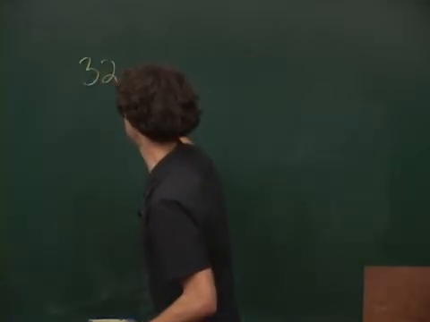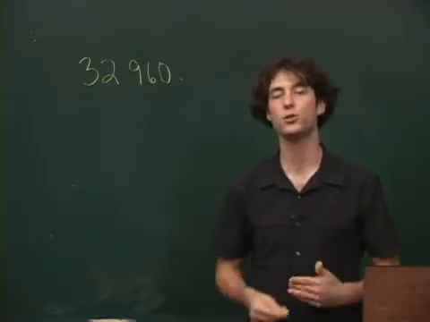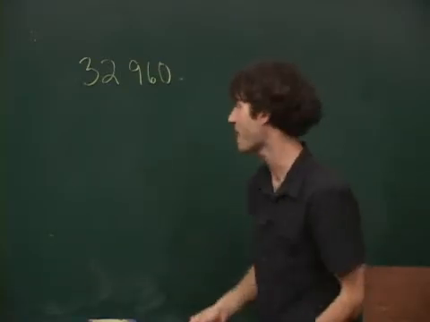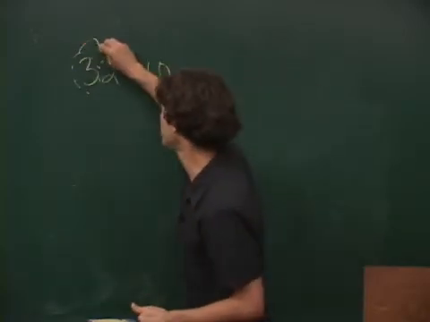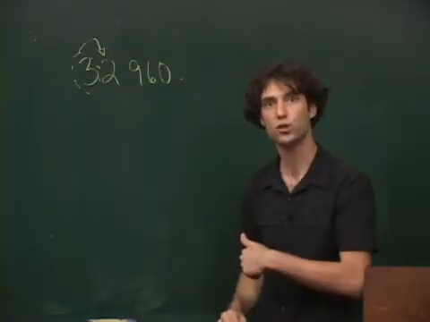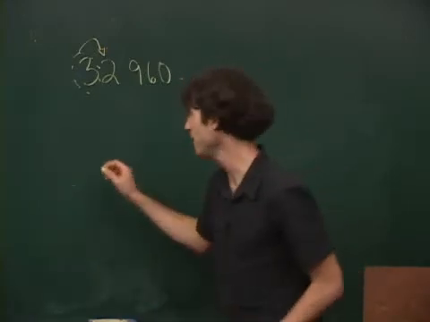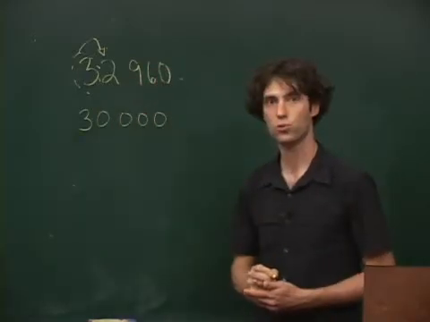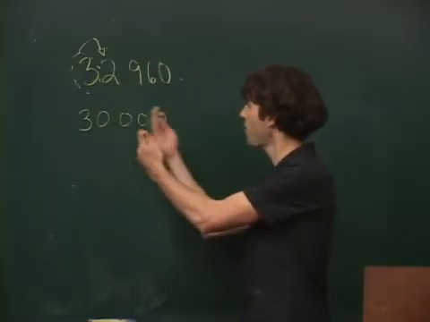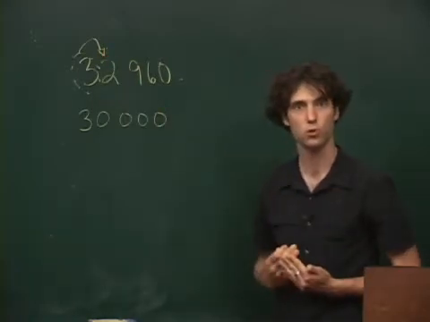If I give you the number 32,960, and I ask you to round it to the nearest 10,000, you go to the 10,000 column, you look at the number on the right, which is a 2, which is less than 5, so this stays the same. And these all become zeros. Don't forget that all the numbers after the 10,000 column will all become zeros.